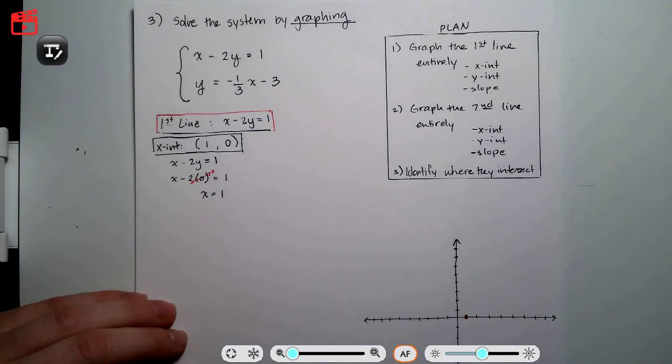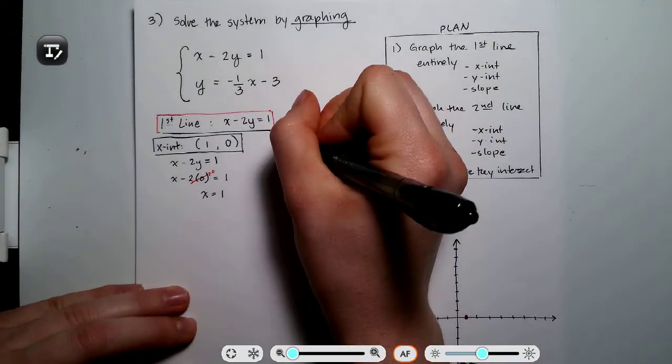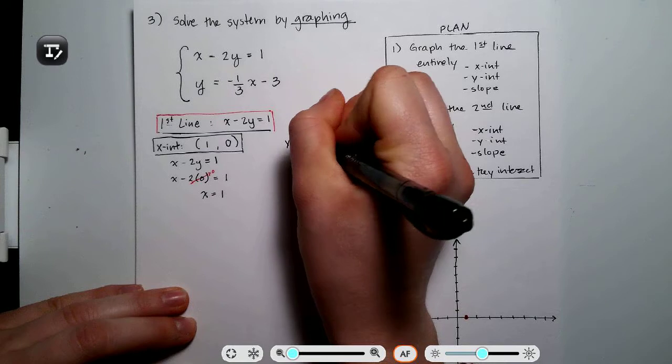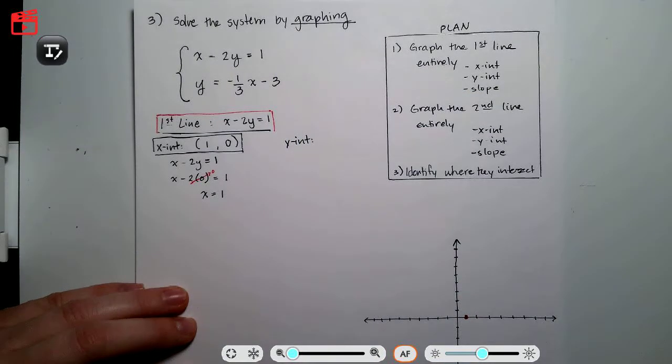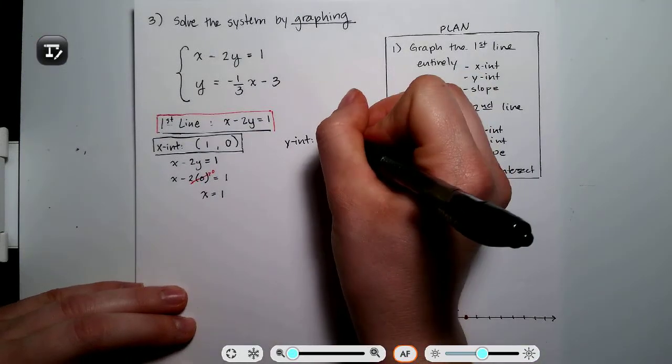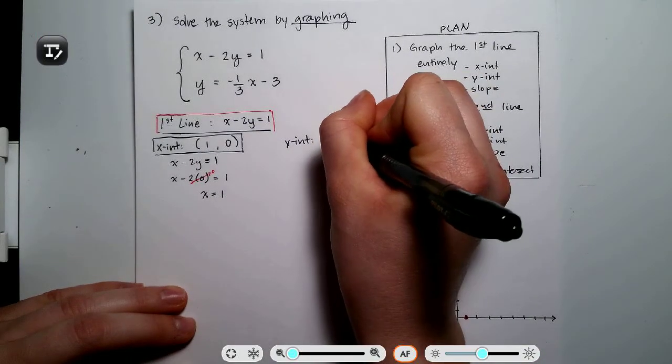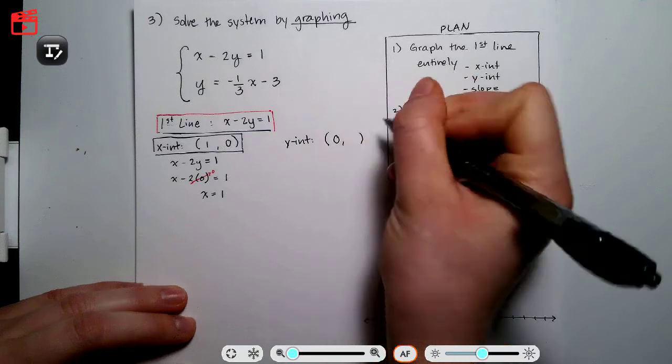All right, so we found the x-intercept. Next thing to do is find the y-intercept. Okay, go ahead, pause the video, see if you can find the y-intercept. All right. So the y-intercept, how do we find that? Well, we set x to 0. So, exact opposite.